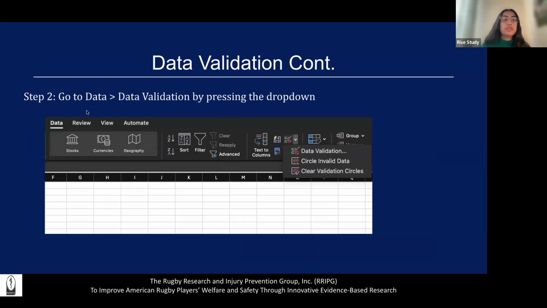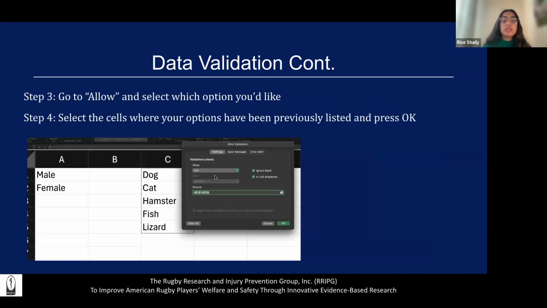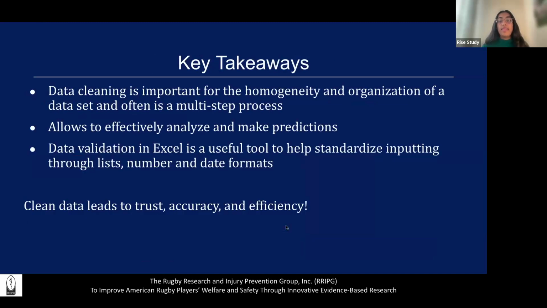Then step two is to go to Data underneath for Excel, and then go to this button, press the drop down, and select Data Validation. Then afterwards, you go to the Allow section, and in my case, I chose a list, and then select the cells where your options have been previously listed. Where it says Source, you would just go to the second sheet, select these cells, and then press OK. And then from there, I'll show this later very quickly within the Excel that I made.